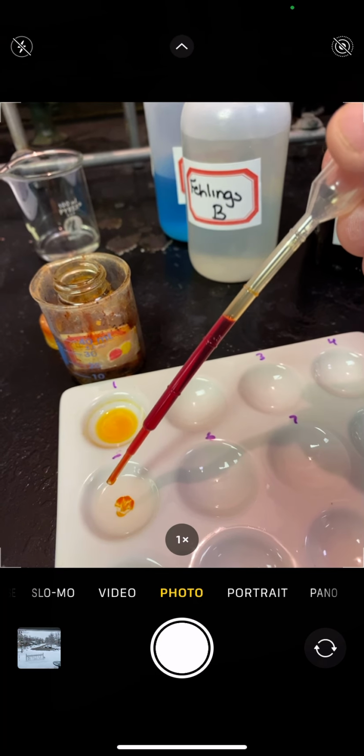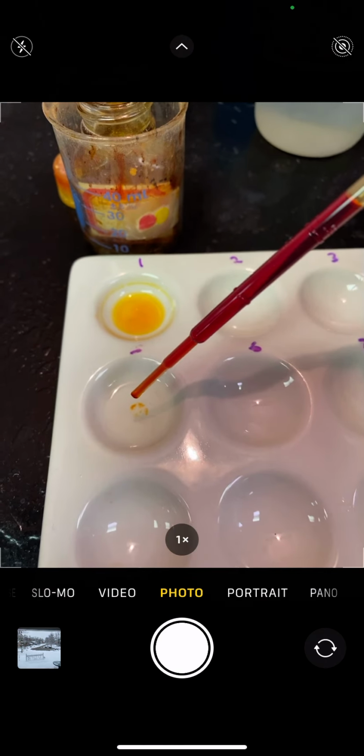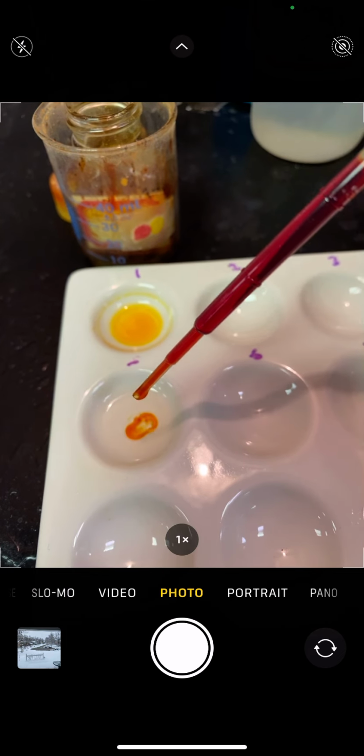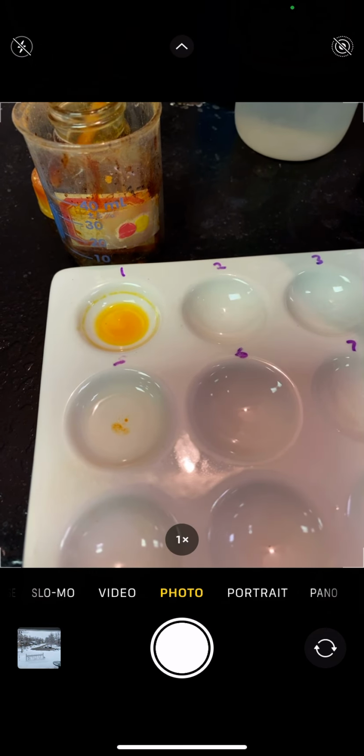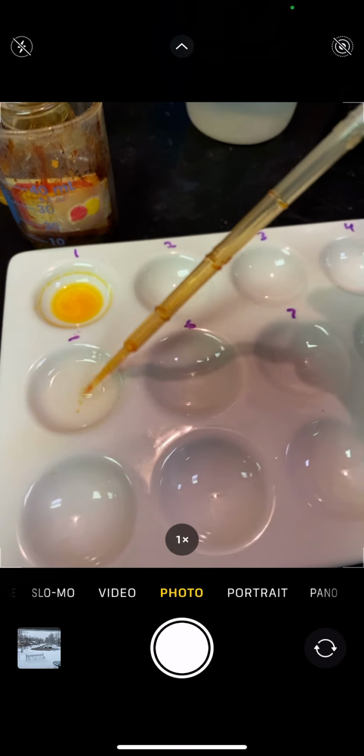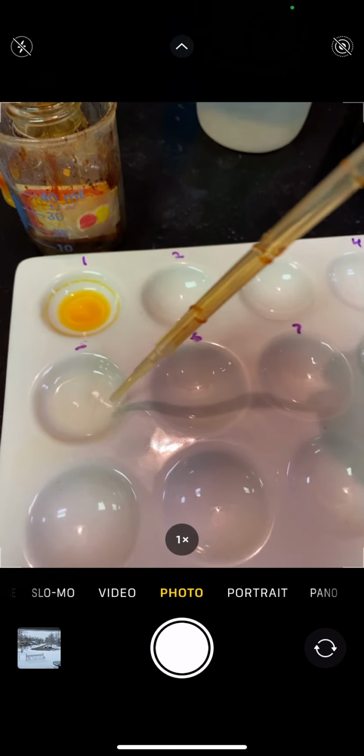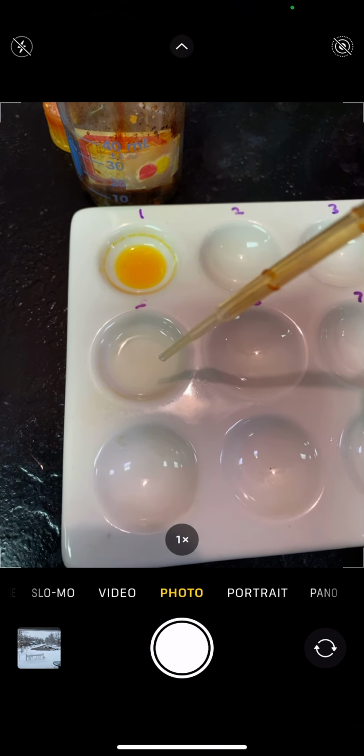Crossing my fingers. Yes, do you see it? It's going away. Here, I'll add it again. 2 drops, yeah, so 2 full drops. I'll even mix it. You can see that color going away. That would be a positive test for cyclohexene.